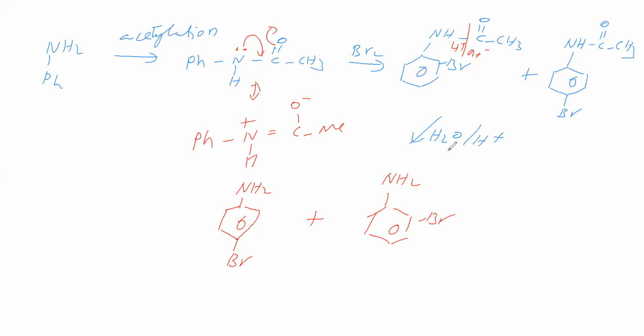So for aniline, if you want tribromination, take halogen in the presence of water. If you want monobromination, first take aniline to acetylation, then take to halogenation, then take to hydrolysis. You will get a monohalogenated product. Next, we'll see nitration.